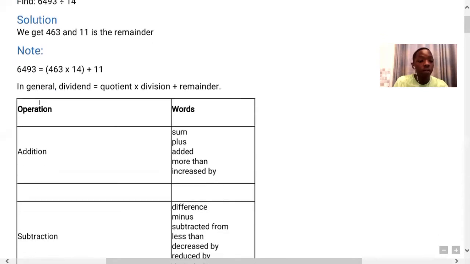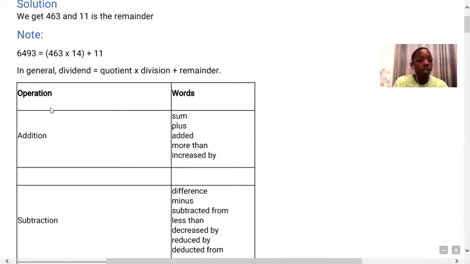So in general, dividend is equal to quotient. Please write this formula down. Let me highlight it for you. Please put this formula down. This formula is for, let me just add.